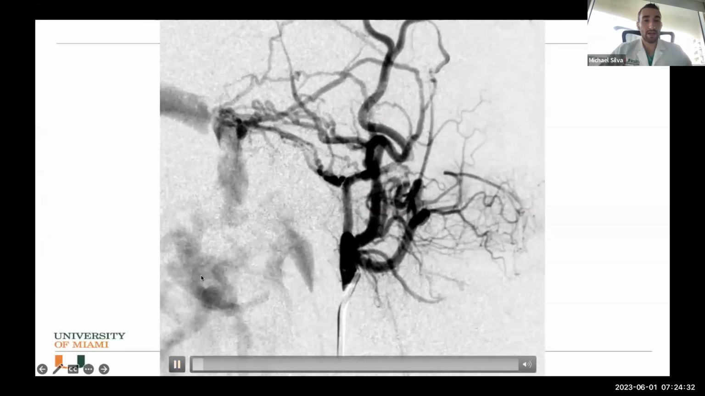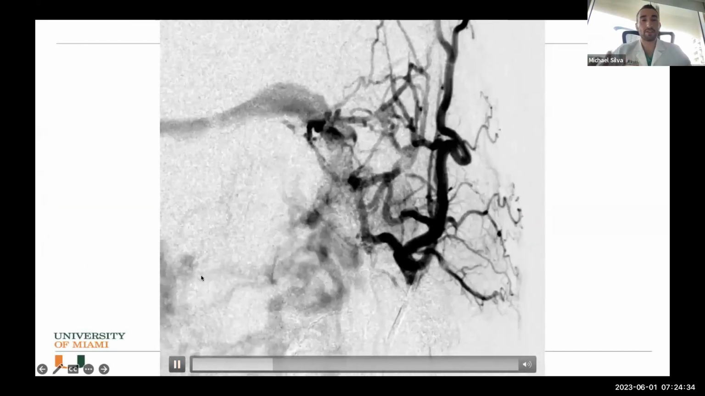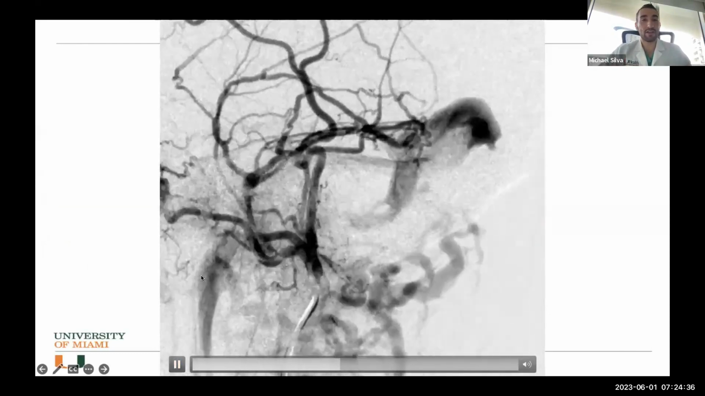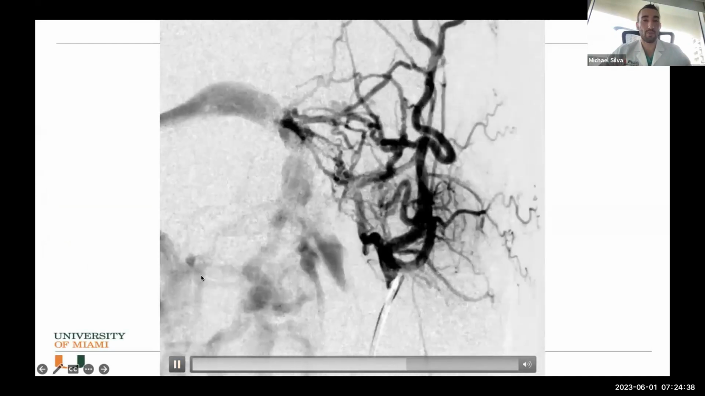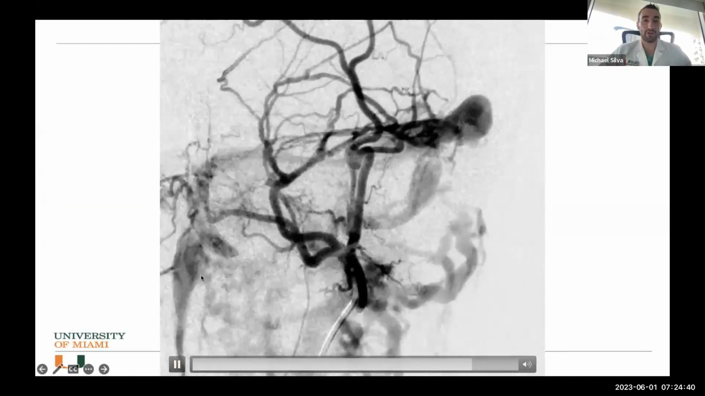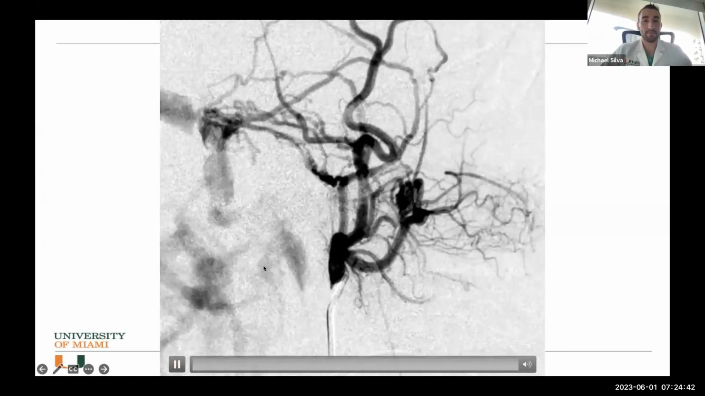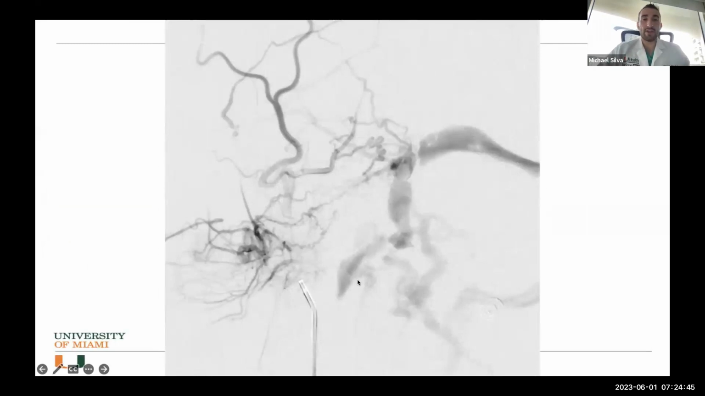So here's a 3D spin of this to give you a better sense of the spatial anatomy. Very clearly, MMA supply to this fistulous point at the transverse sigmoid junction. So that was the arterial side. Now let's focus on the venous anatomy. So this is clearly abnormal.